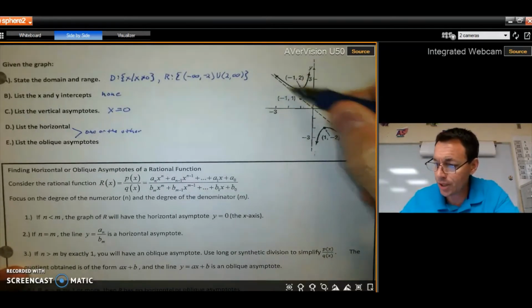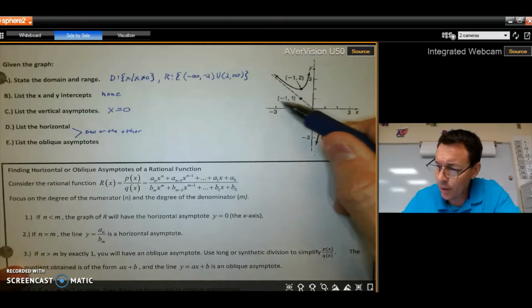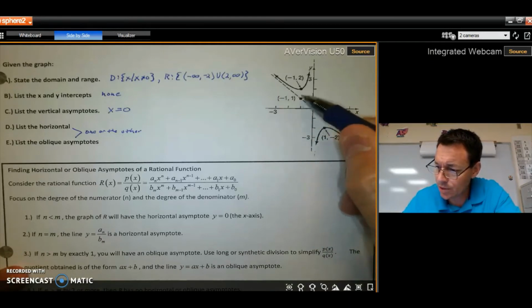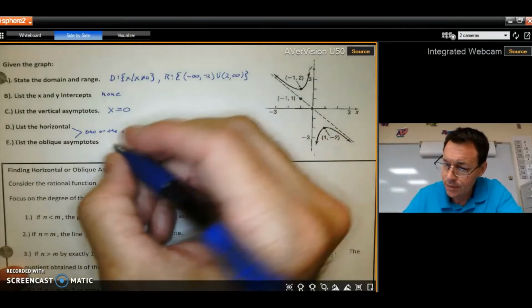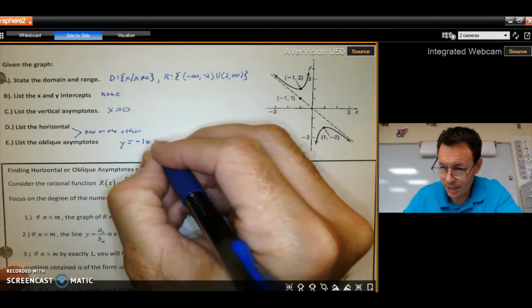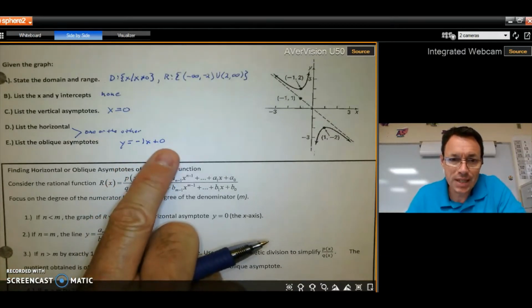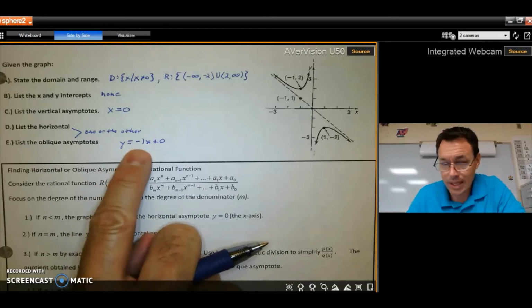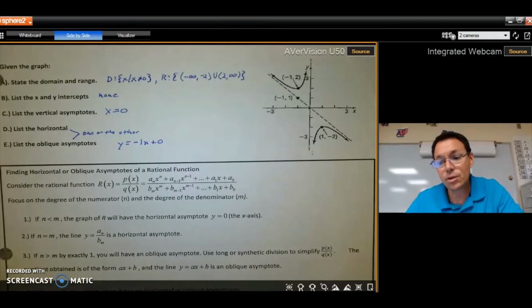Okay, so this one has an oblique asymptote. So we can see this diagonal line. See, they listed this point that the graph goes through, so we can kind of see what the slope of this is. This graph goes down 1, and then it goes over 1. So this has a slope of -1. It goes through the origin. So our oblique asymptote would be y equals, I'm going to write -1x plus 0. -1 is the slope. 0 is the y-intercept. I know that normally you wouldn't write that. You would just write y equals negative x. But for your notes, I just wanted to be explicit as to what was going on. Okay? So that's an oblique asymptote.